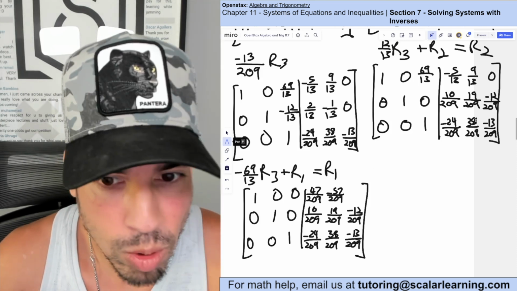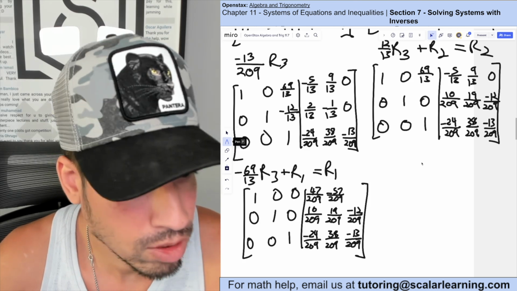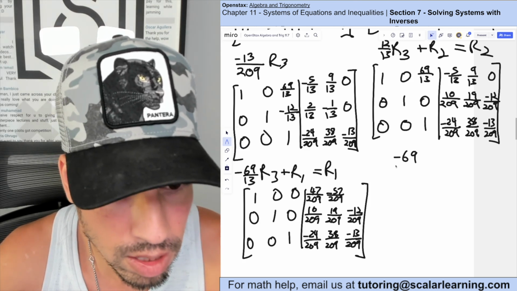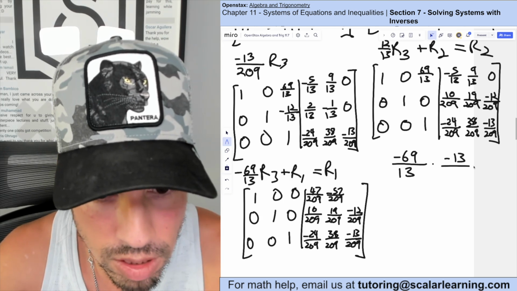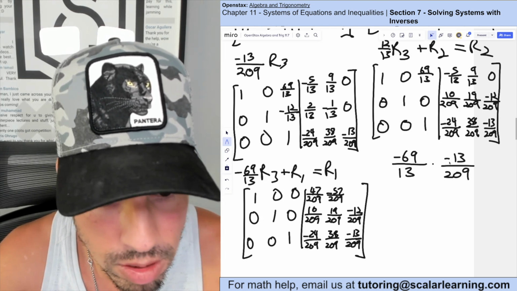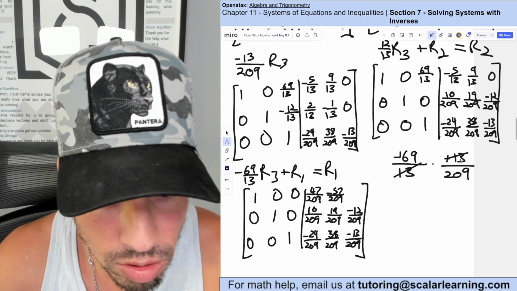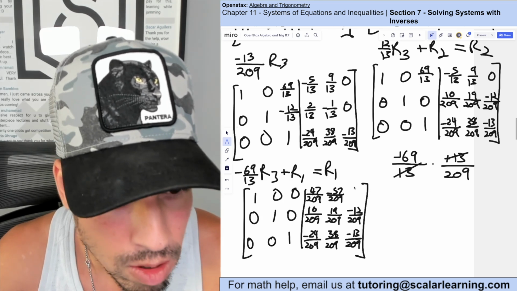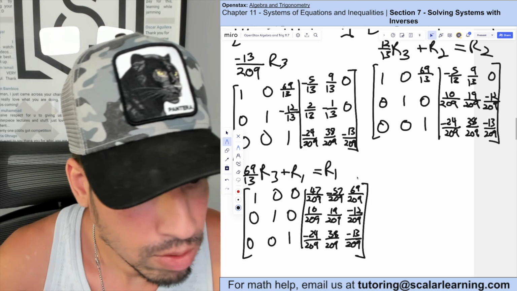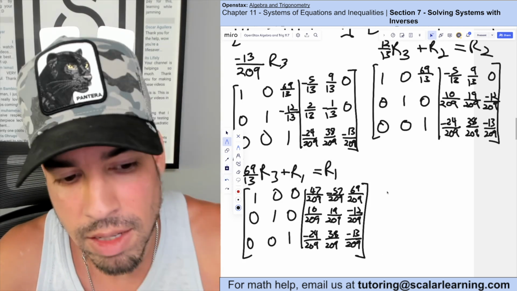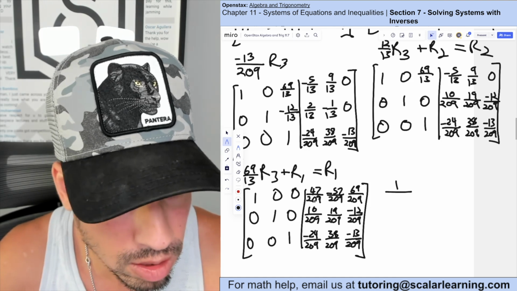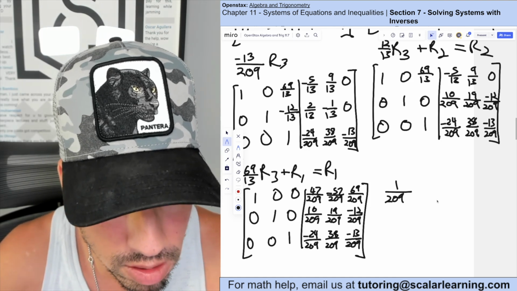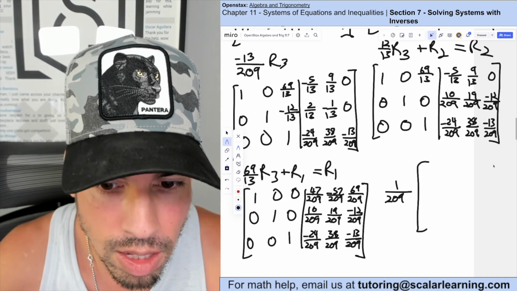Last but not least, we got to multiply this times that and add it to 0. So we got negative 69 over 13 times negative 13 over 209. This is pretty nice because negatives are going to cancel, 13s are going to cancel, and we're done with 69 over 209. Now again, this is fully acceptable as our inverse matrix, but the way they did it in the back of the book is they factored out that scalar of 1 over 209 because it's common to every term, and then they wrote it out like this.